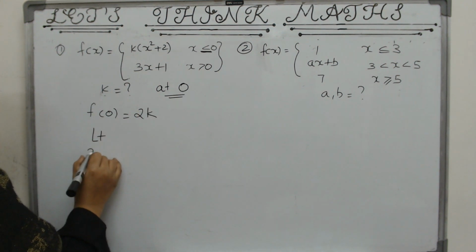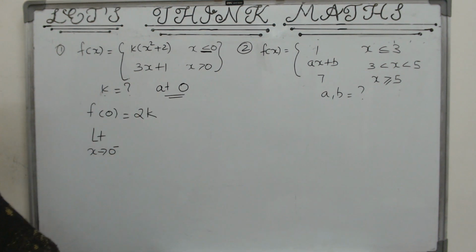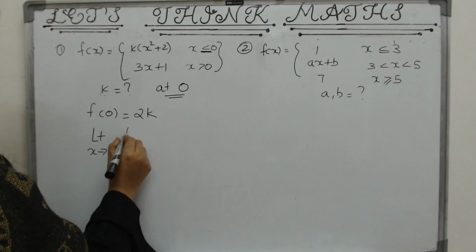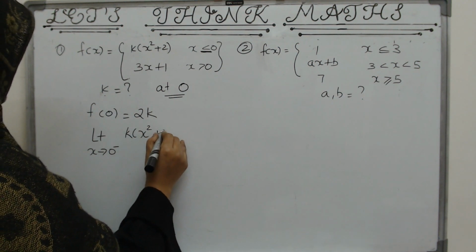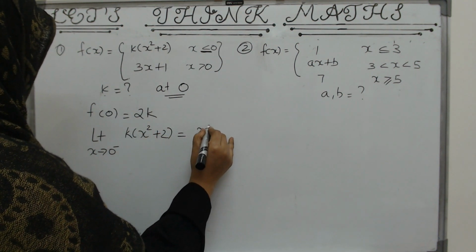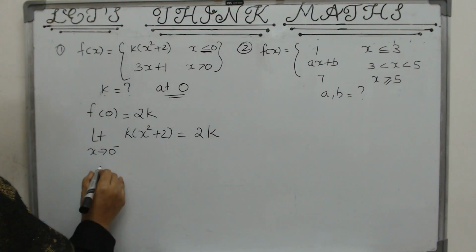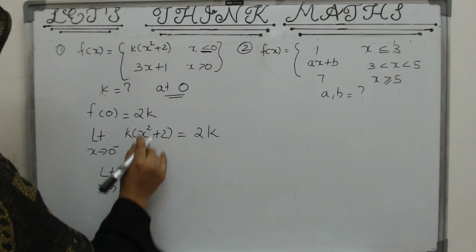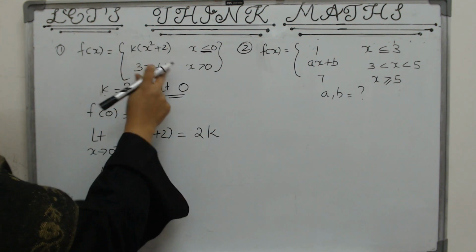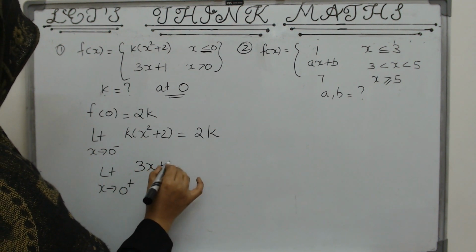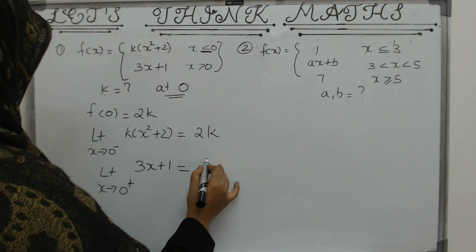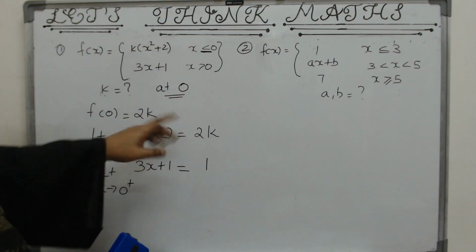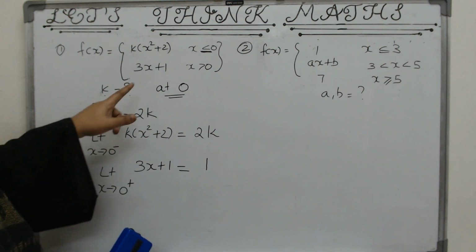Now find the left hand limit. Come from values which are less than 0. Where do you have here? This. And what is the function that you have? It is x squared plus 2. So then again substituting x equal to 0, you have it as 2k. Now come from values which are greater than 0. Then the function changes. Now it is 3x plus 1. Again substituting x equal to 0, you get 1. Now if f has to be continuous at 0, then all the 3 values must be equal.